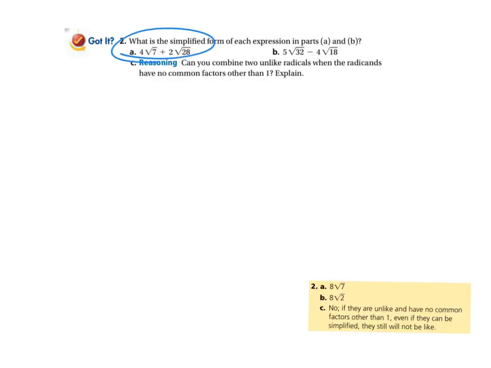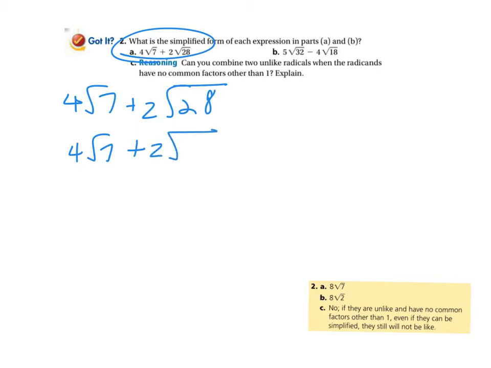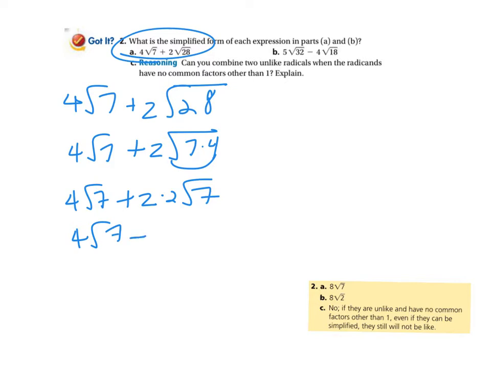Alrighty, so on A here, we have 4 square roots of 7 plus 2 square roots of 28, and we obviously can't combine those. But if we take a look at square root of 28, that's like the square root of 7 times 4. So we have 4 square roots of 7 plus 2 times 2 square roots of 7. We can bring that 4 out, makes another 2. So 4 square roots of 7 plus 4 square roots of 7. That's a total of 8 square roots of 7.